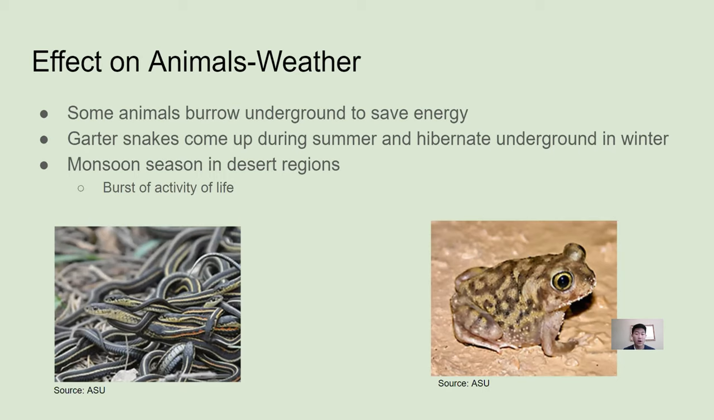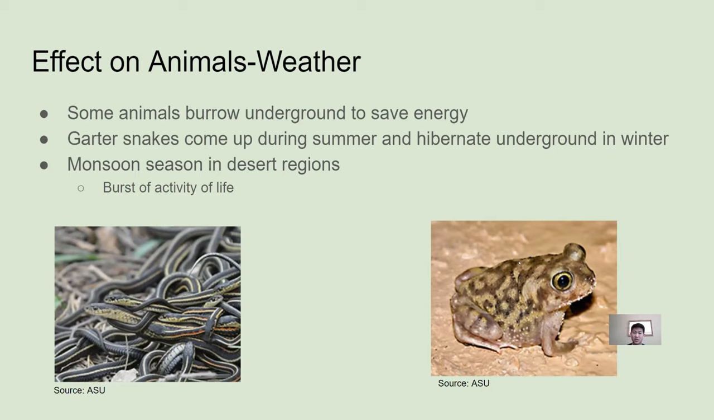But not all animals do this. Some animals like the garter snakes, during the summer, they actually like to come out and they enjoy the heat because they're reptiles and they don't create their own warmth. Reptiles or cold-blooded animals use the heat from their environment, like the sun, to warm themselves up. So that's why snakes, unlike humans, like to be outside during the summer because they like to soak up the energy from the sun because they can't produce their own heat for themselves. And that's why they come out during the summer and they hibernate during the winter.